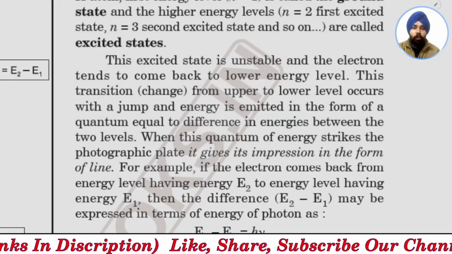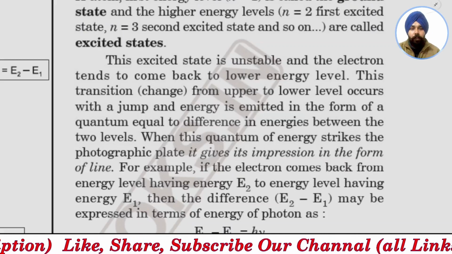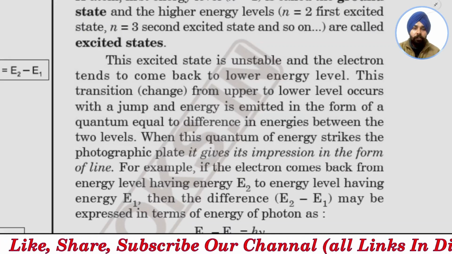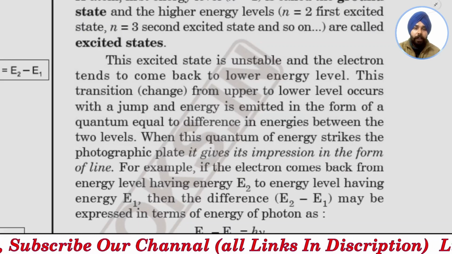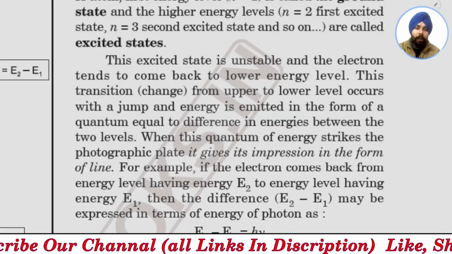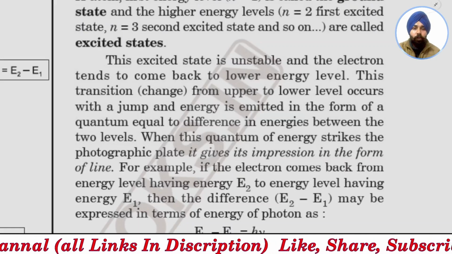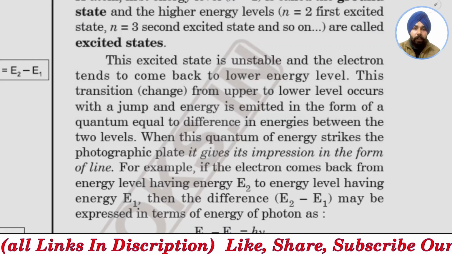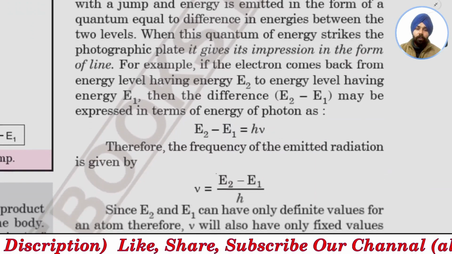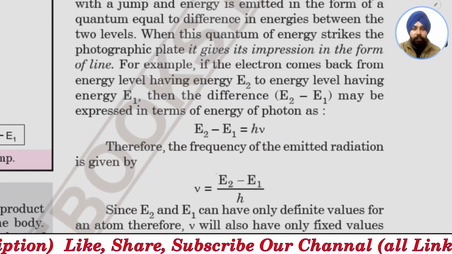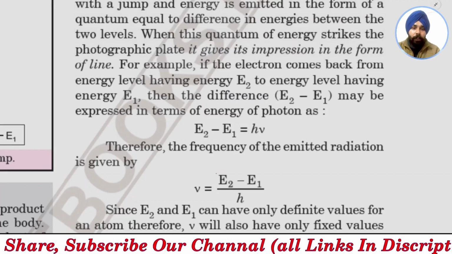This transition from upper to lower level occurs with a jump and energy is emitted in the form of a quantum, equal to the difference in energies between the two levels. When the quantum of energy strikes the photographic plate, it gives an impression in the form of a line. For example, if the electron comes back from energy level E2 to energy level E1, the energy of the photon is E2 minus E1 equal to h nu. Therefore, the frequency of the emitted radiation is given by nu equal to (E2 minus E1) upon h.